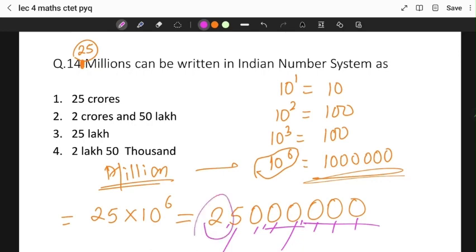Okay, so the answer for this is 2 crores 50 lakhs, written in the Indian number system for 25 million. So 25 millions can be written as 2 crores 50 lakhs. So the correct answer for the given question is option number 2, the second one.